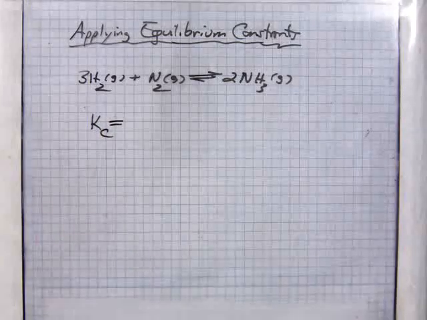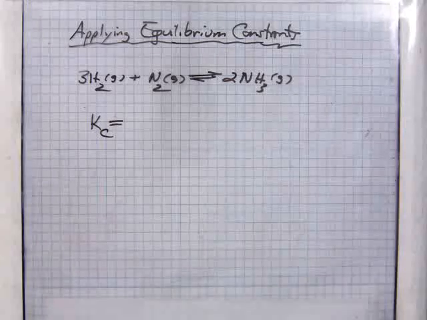and it is equal to the products over reactants. Now, the way you should couch that in your equation is it is the product of the molar concentration of the products, divided by the product of the molar concentration of reactants, raised to their coefficient power.